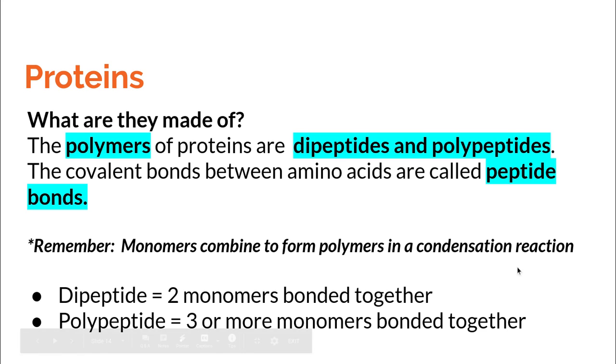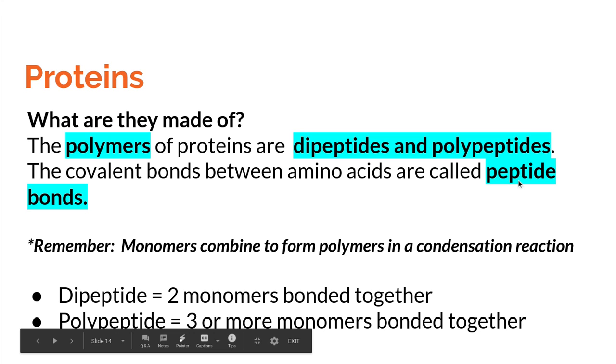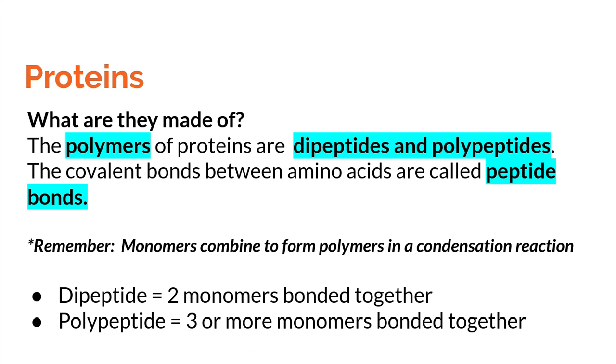And the bonds that connect them together are called peptide bonds. So that's a new vocabulary word for us this lesson. Remember, when we have two monomers, so two amino acids, combining together, bonding to form a polymer, that is called a condensation reaction. So the two monomers bond together and it kicks out a molecule of hydrogen.